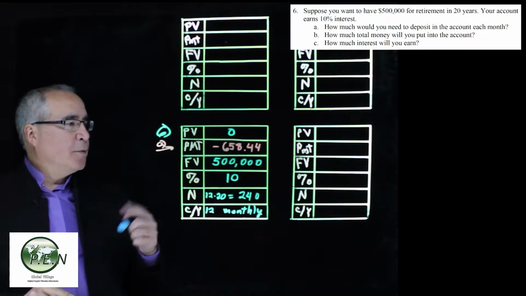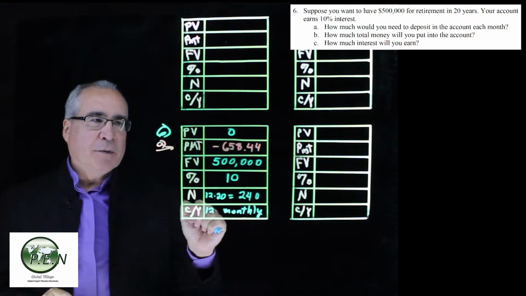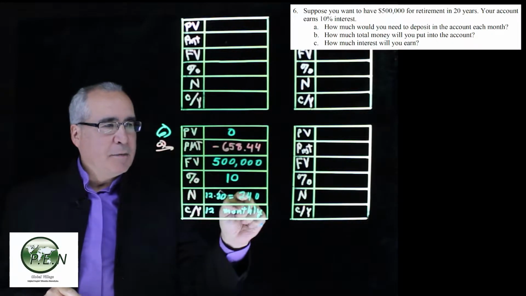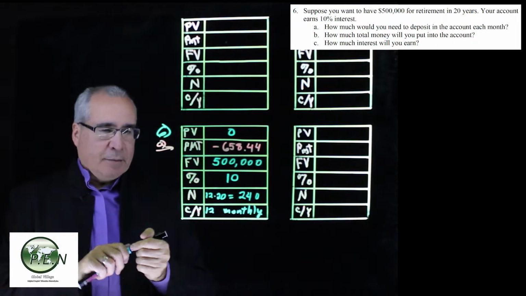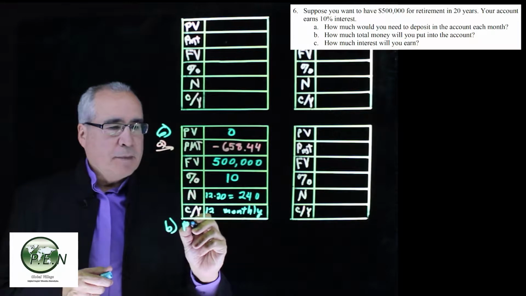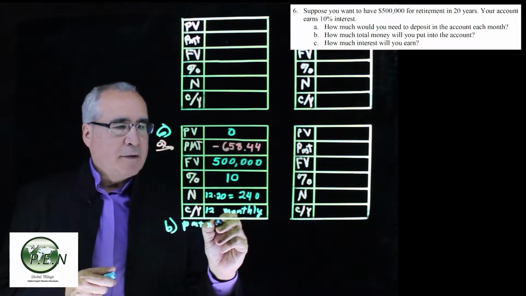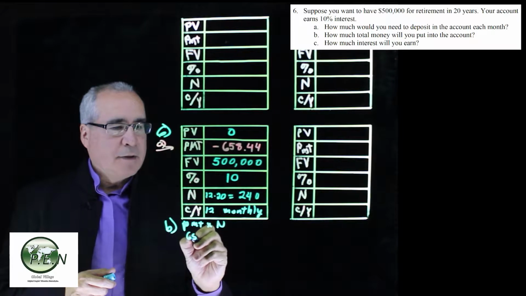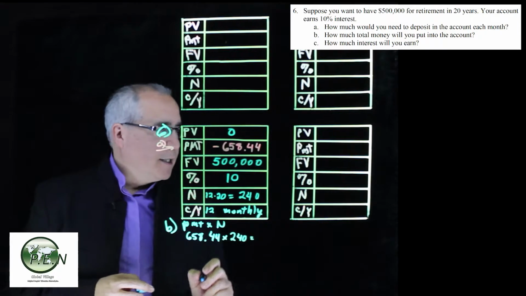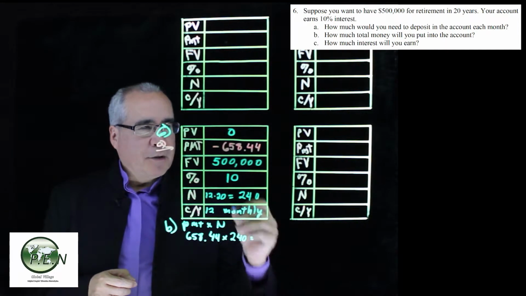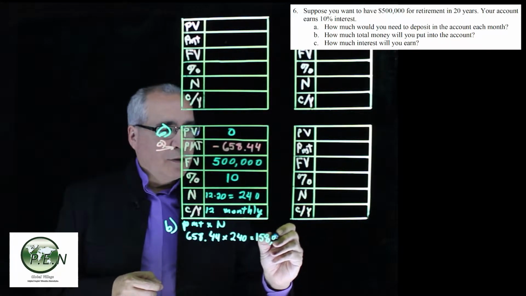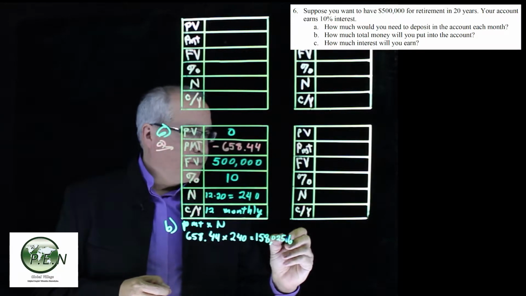Now, how much money will we have put in? Now, again, this is kind of like what we were doing before. It's payments times periods. Payments times periods. So to calculate the B part, we're going to take PMT times N. So 658.44 times 240, and we're going to find out that what we will put in over the lifetime of this is $158,025.60.